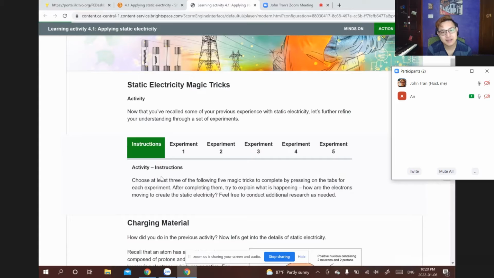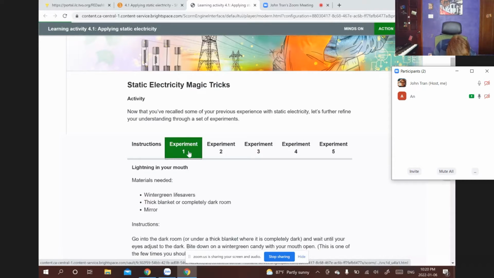Okay, so we're doing static electricity magic tricks now. Can you read it? Choose at least 3 of the following 5 magic tricks to complete by pressing on the tab. After completing each experiment, explain the electrons moving to create the static. Feel free to conduct additional research as needed.